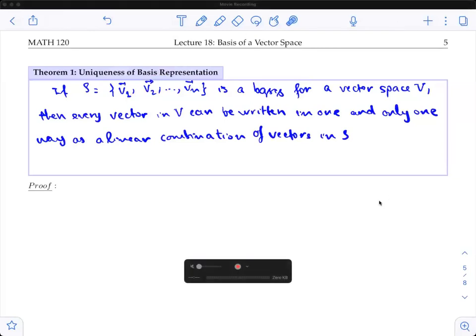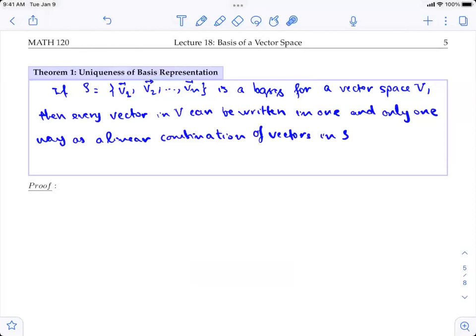Okay. So for the proof, there are two things that we're going to prove for this theorem. The first one is to show the existence of the statement, right? So that is S spans V. We want to show that a vector U in the vector space V can be written as a linear combination of the vectors in S. And then the second part is to prove the uniqueness. That is, there is one and only one way that the vector can be written as a linear combination of the vectors in S. So two parts: the existence and the uniqueness.